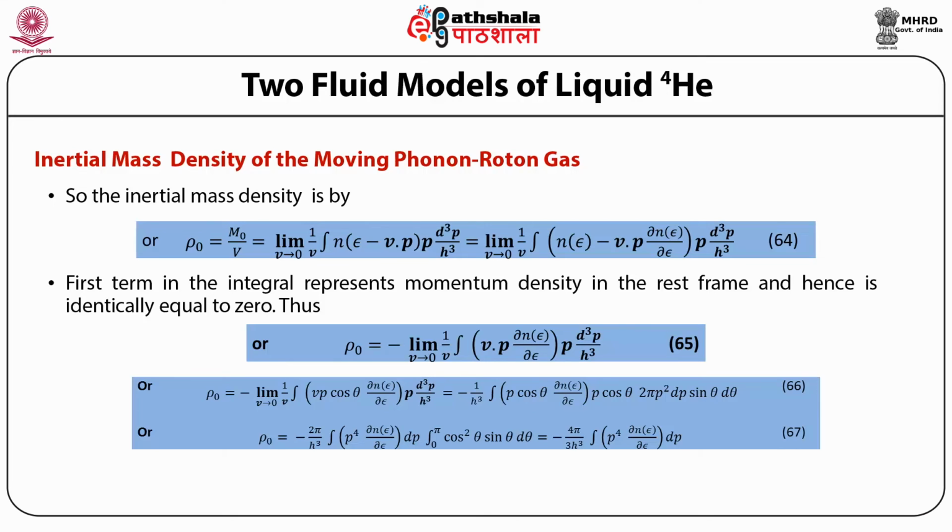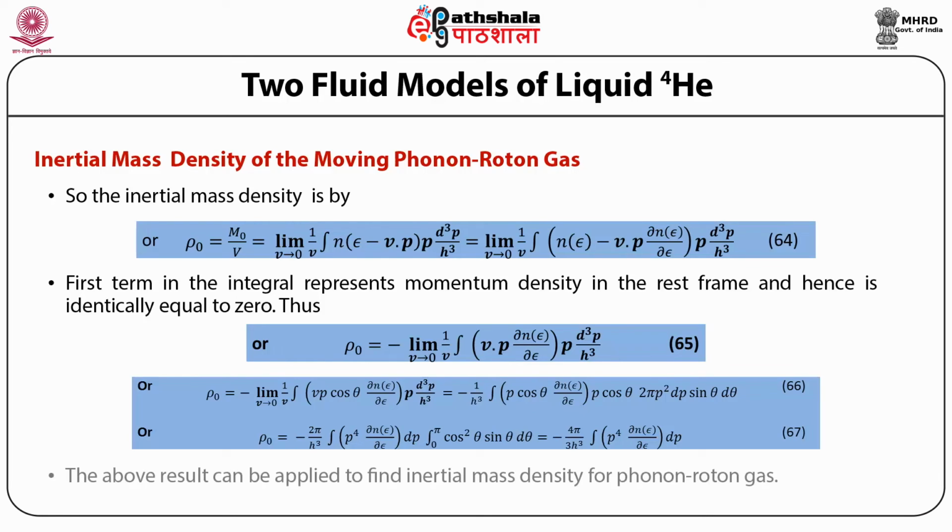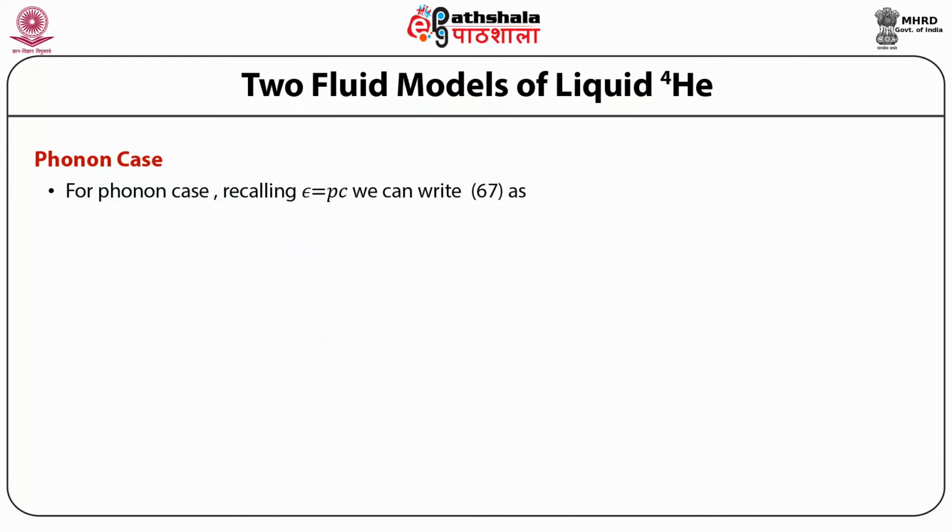p cos θ 2π p² dp sin θ dθ, or ρ₀ is equal to −2/h³ ∫ p⁴ ∂n/∂ε dp multiplied by ∫₀^π cos²θ sin θ dθ, which is equal to −4π/3h³ ∫ p⁴ ∂n(ε)/∂ε dp. The above result can be applied to find the inertial mass density for the phonon-roton gas. Let's look at these two cases separately.